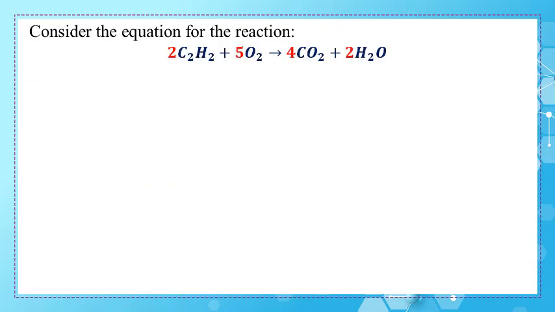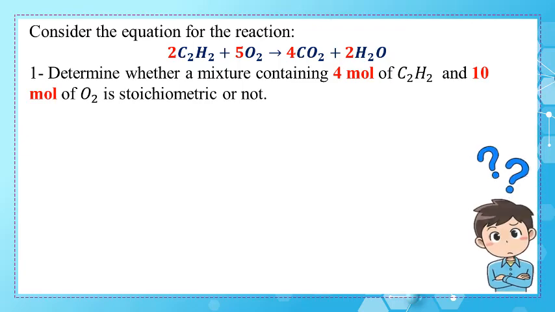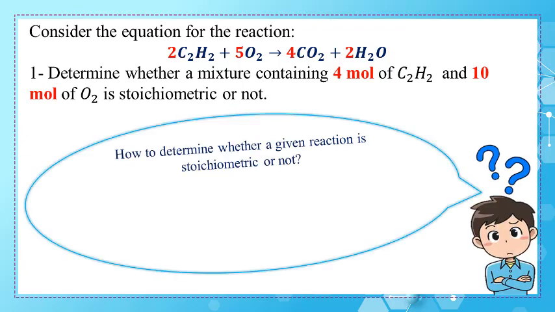Consider the equation for the reaction: 2C2H2 plus 5O2 gives 4CO2 plus 2H2O. Determine whether a mixture containing 4 mole of C2H2 and 10 mole of O2 is stoichiometric or not. First, how to determine whether a given reaction is stoichiometric or not?